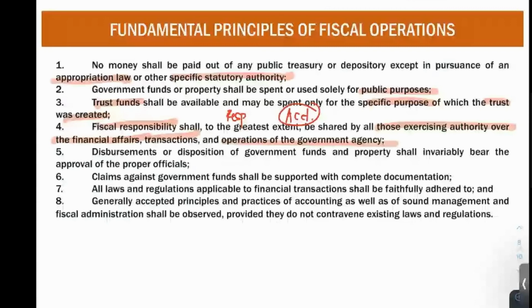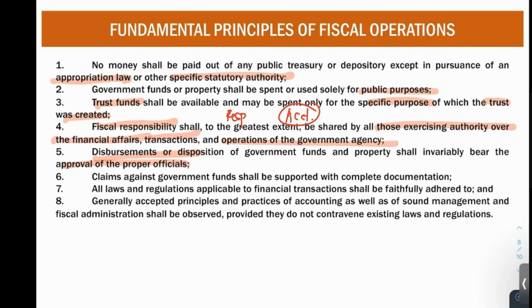Next, disbursements or dispositions of government funds and property shall invariably bear the approval of the proper officials. So this is a control mechanism. Before a disbursement, there must be an approval. It is not just that it is already allocated or appropriated that you can spend it. You must first seek approval for disbursement. That is normal to any business also.